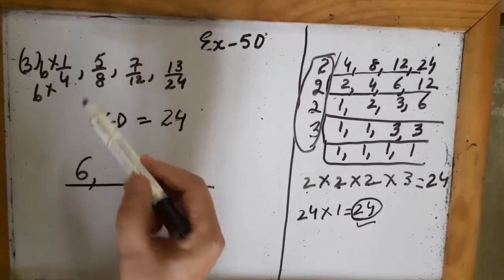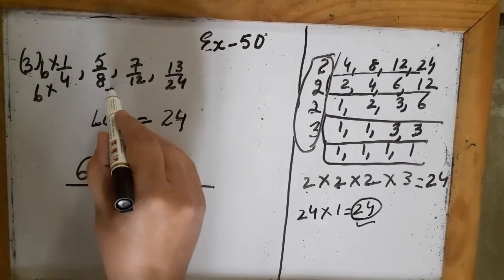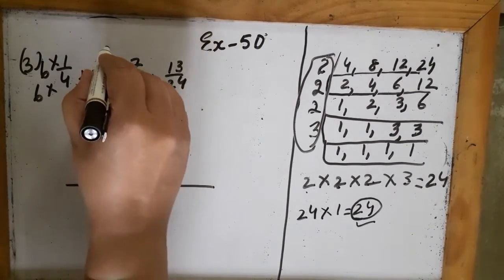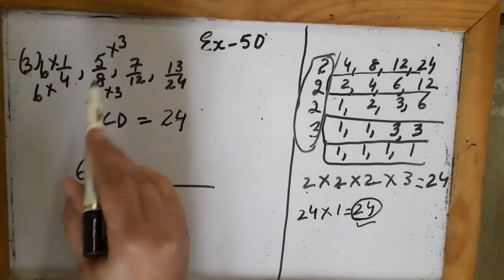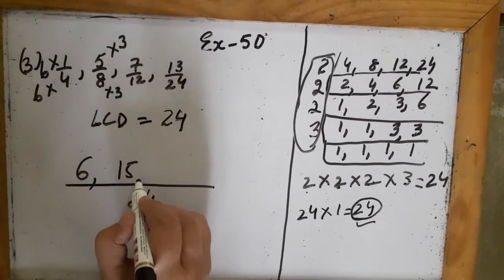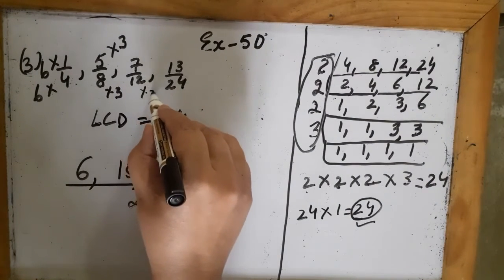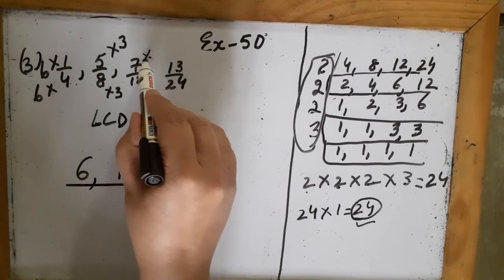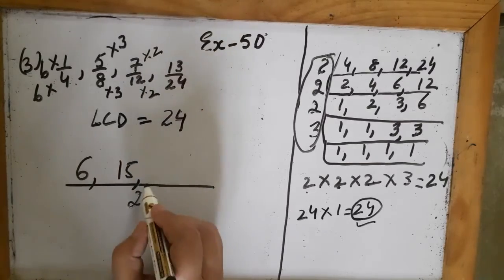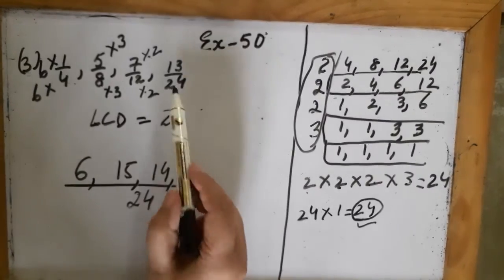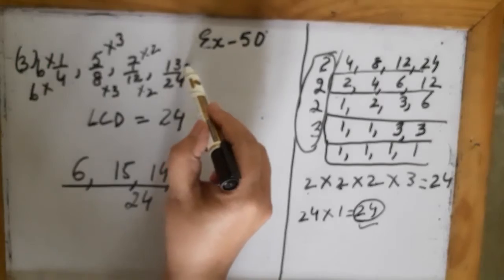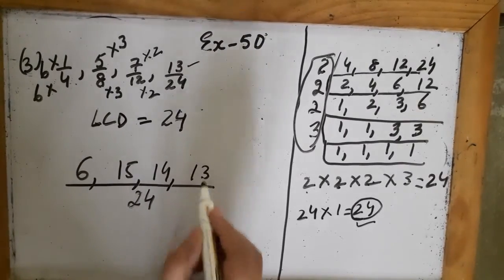Now how has this 8 become 24? 8 threes are 24, which means 5 also I'll multiply with 3. 5 threes are 15. So 12, how will 12 become 24? Multiply by 2. So 7 also I'll multiply with 2. 7 twos are 14. And this is 24 only. So the denominator will remain the same.